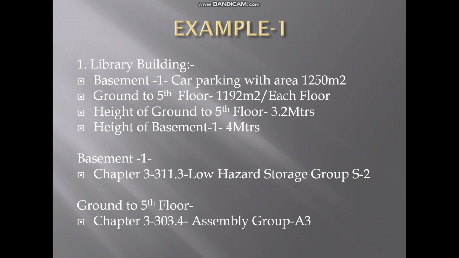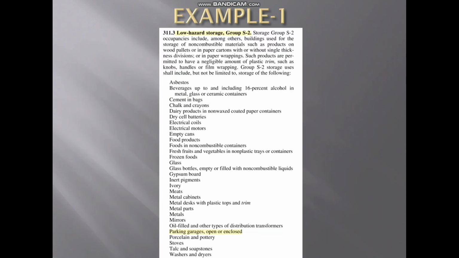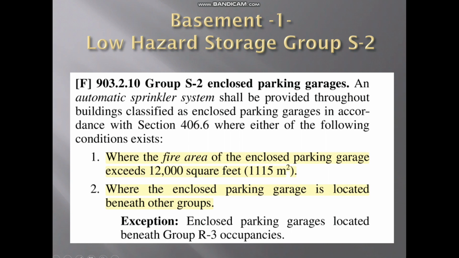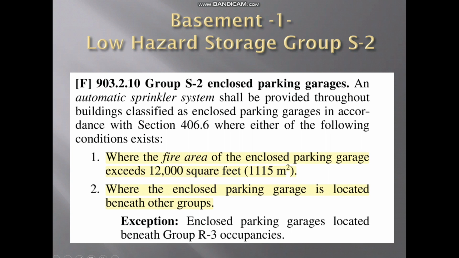So let's go to chapter number 9. In chapter 9, you can see the different firefighting system requirements for different occupancies. In our case, the first one is low hazard group S2. It says that where the fire area in an enclosed parking garage exceeds 1115 square meters, or 12,000 square feet, we have to provide an automatic sprinkler system. In our case, the basement area is 1250, which is more than 1115 square meters. So we exceed the condition and have to comply with the automatic sprinkler system.